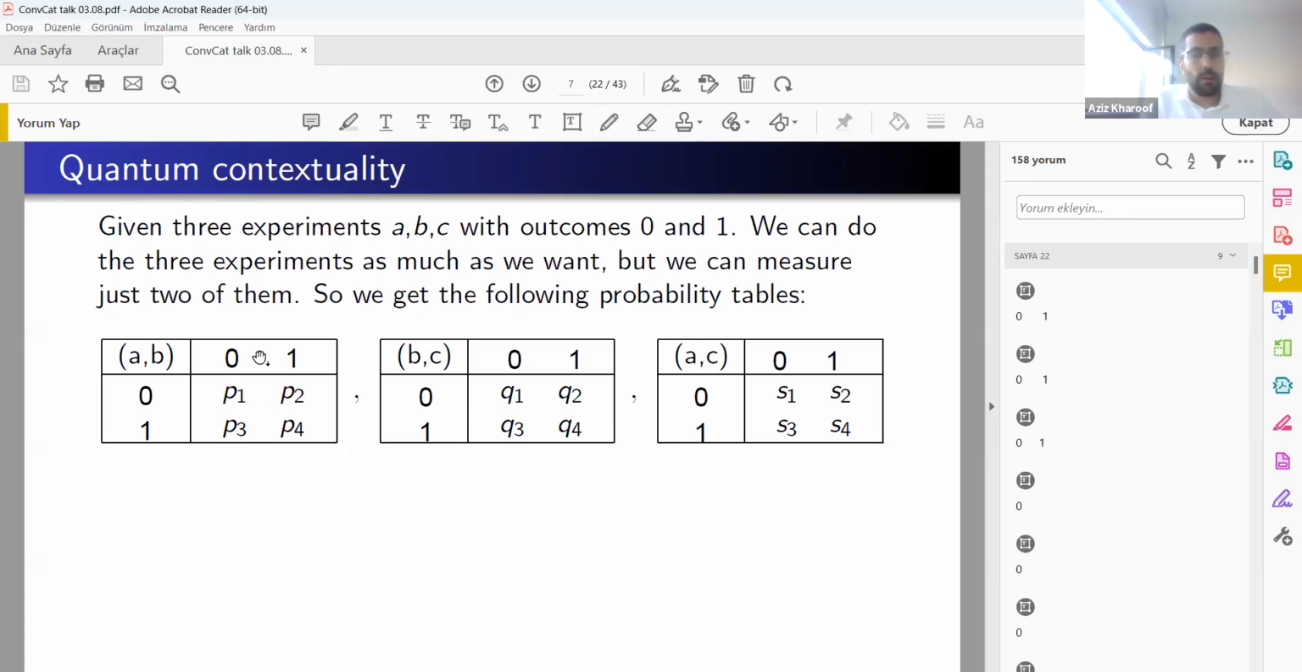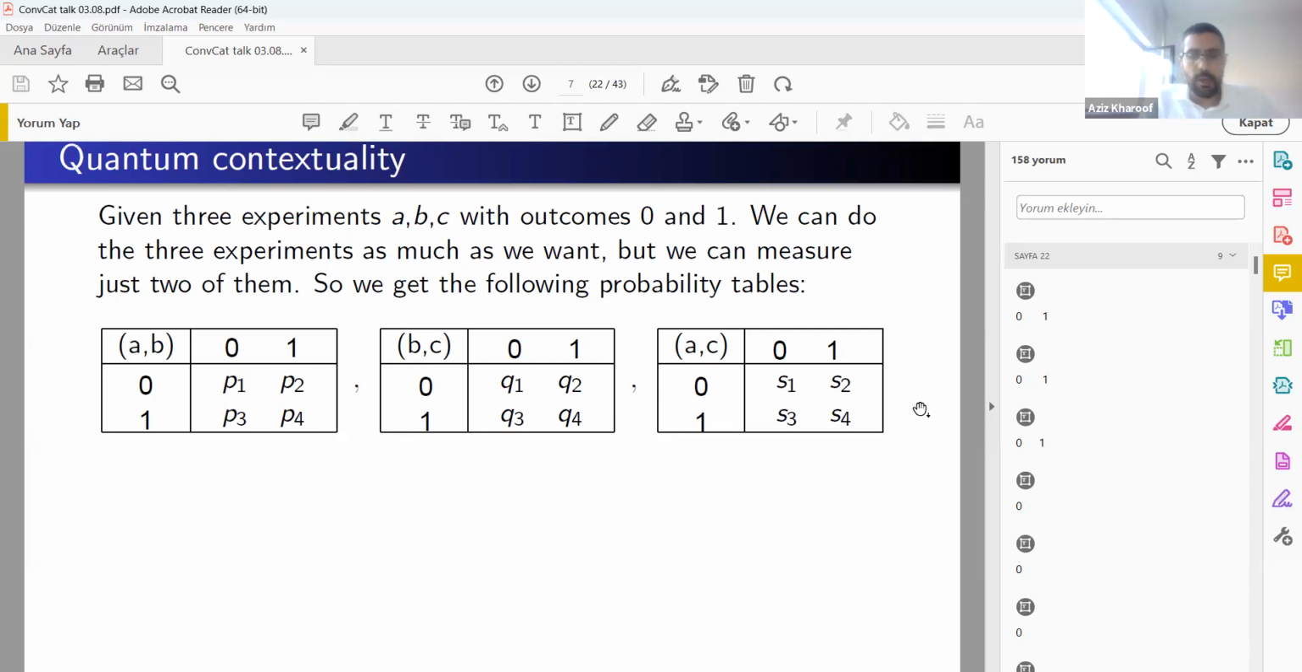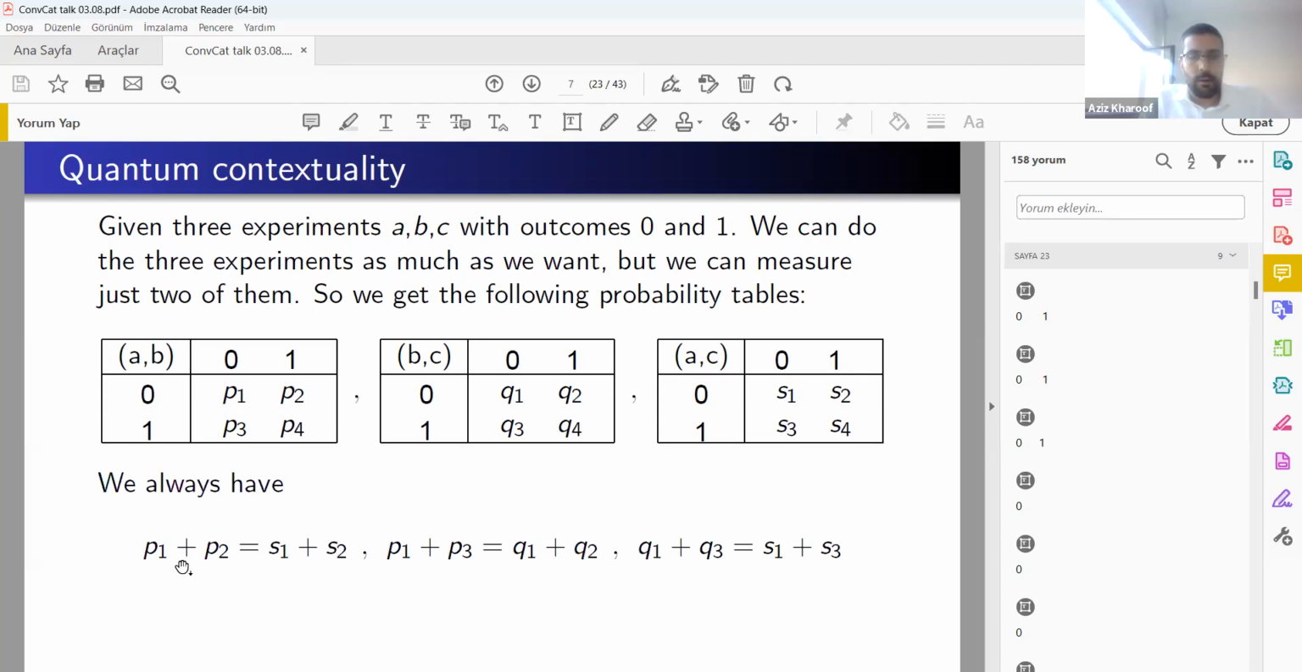But we know more. We know that the probability for A to get 0 can be obtained by summing both of these. On the other hand, we can do this when it is joined with C, summing both of these. That's why we get the following equations.